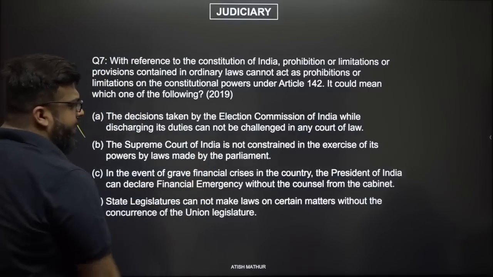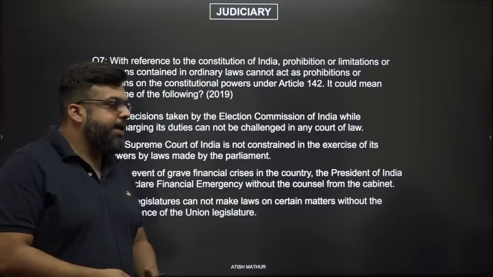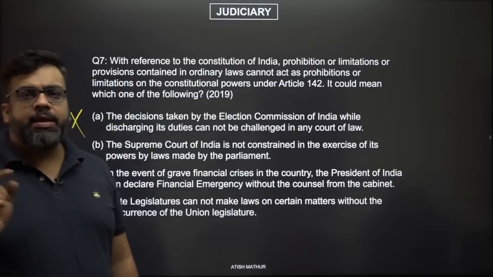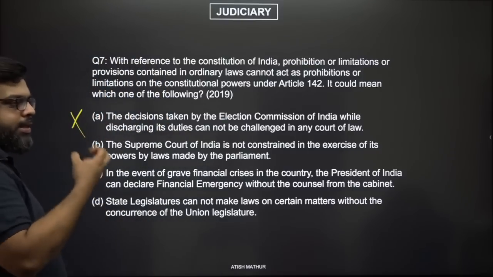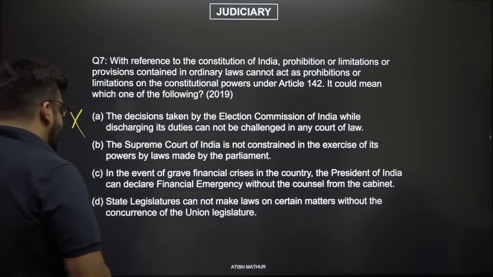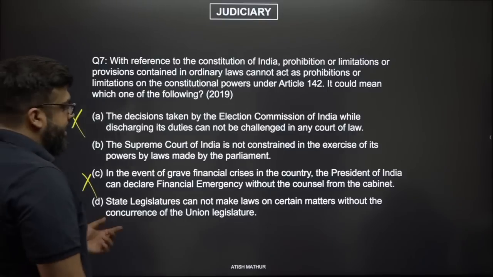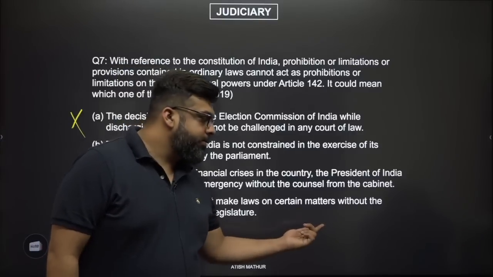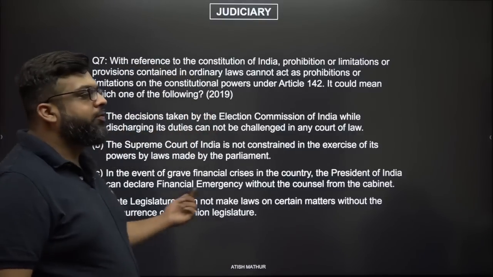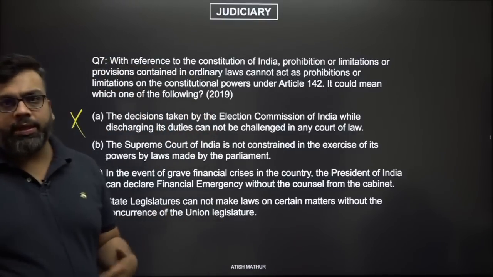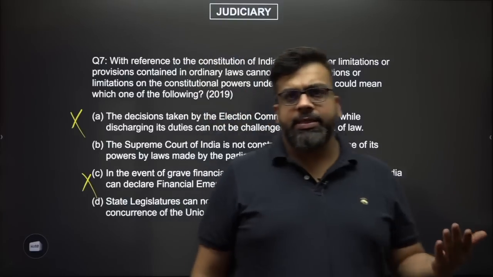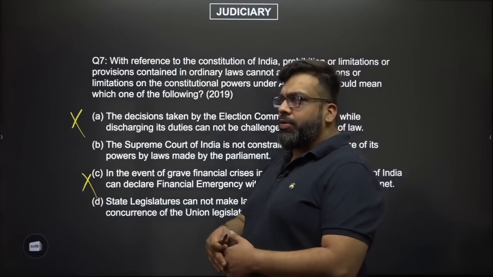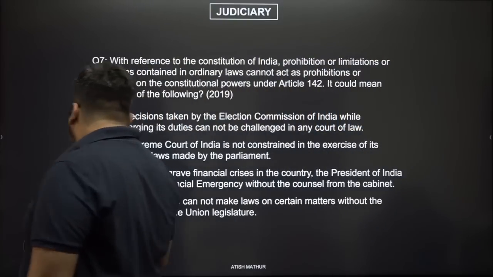In the event of a grave financial crisis, the President can declare an emergency. No emergency can be declared without the written advice of the Cabinet. That's why, because an emergency is going to fundamentally affect center-state relations. This is also wrong. State legislatures cannot make laws on certain matters without the concurrence of the union legislature. That's also not the case. If there is something in the state list, the state legislatures are free to make a law no matter what the case might be. What are you left with?